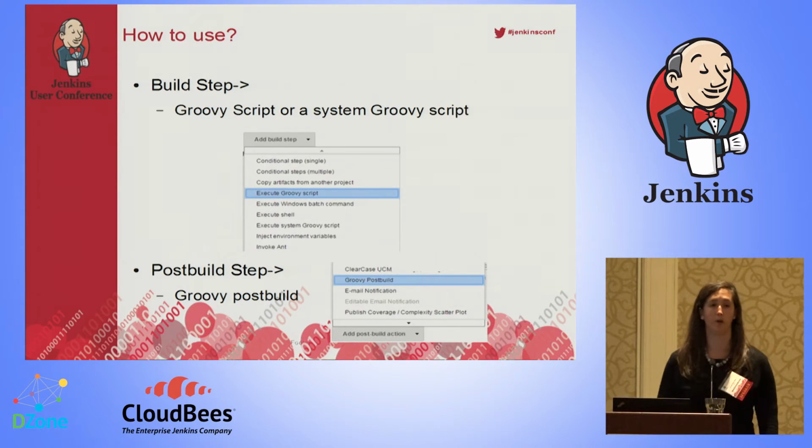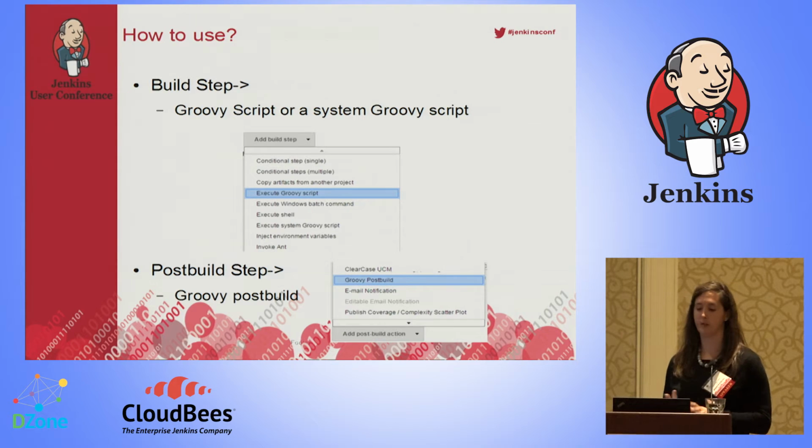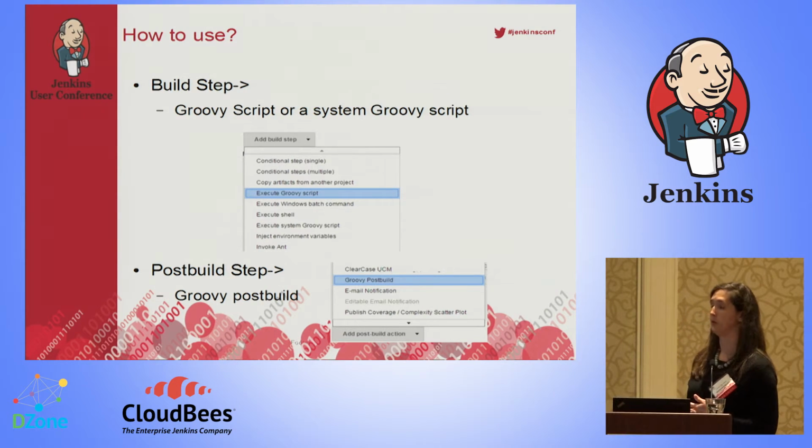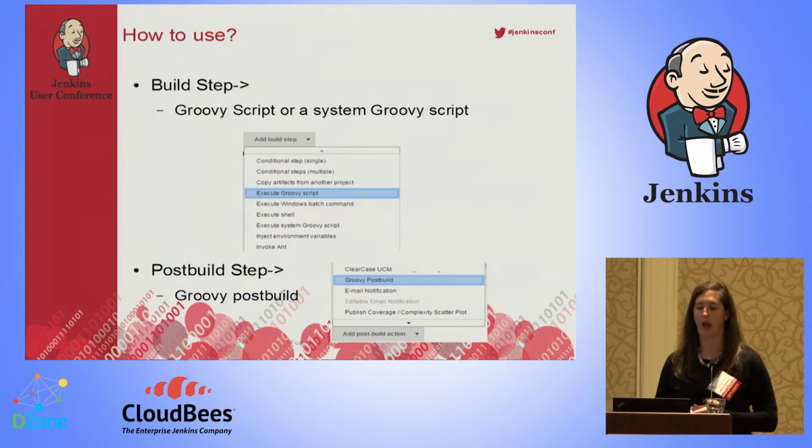So how do you use Groovy in your Jenkins job? You have to install the Groovy plugin. I believe that's the exact term that it's called. When you do so, it'll essentially add a build step to your Jenkins jobs. It'll also add to your Postbuild if you install the Groovy Postbuild plugin, so there are two plugins here. So this is how you actually get the ability to use Groovy in your Jenkins jobs. And with the Groovy plugin, that gives you the ability to run a Groovy script or a system Groovy script.